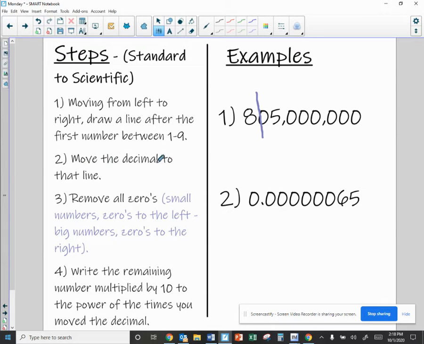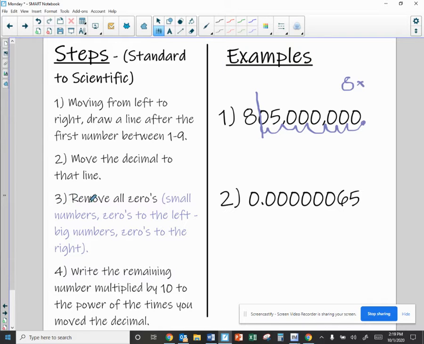Now I'm going to move the decimal to that line. I don't see a decimal, so that must mean it's at the very end right now. So I'm going to go ahead and move that decimal to the line. So that's 1, 2, 3, 4, 5, 6, 7, 8. I moved a total of 8 times.